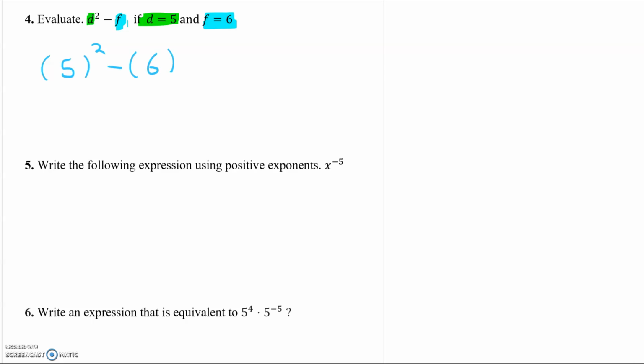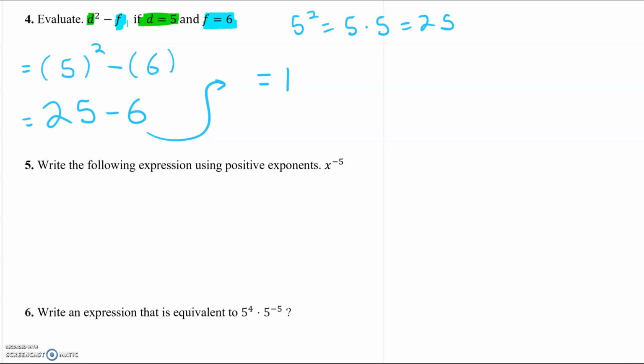And then we can evaluate this. So remember, 5 squared just means 5 times 5, which equals 25. So we're going to get 25 minus 6, and then we can evaluate that further to get our answer of 19.